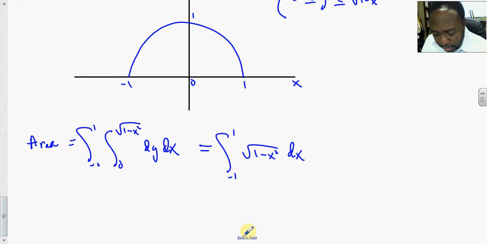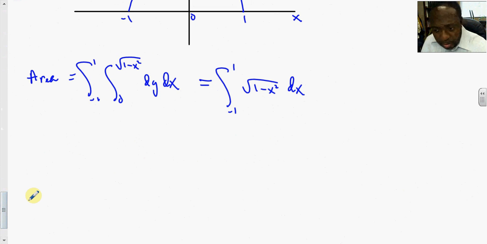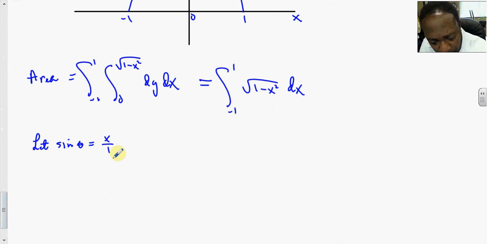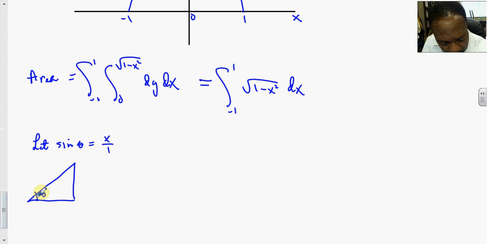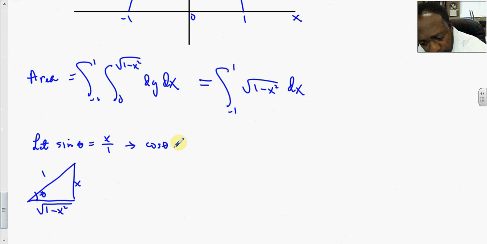I'll go through this one quickly. You get the idea from before. The hardest part, I think, is the evaluation at the very last end. So let sine theta equal x over 1. We get that square root of 1 minus x squared there. From here we get cosine theta d theta is dx. And then from the triangle, cosine theta is the square root divided by 1.